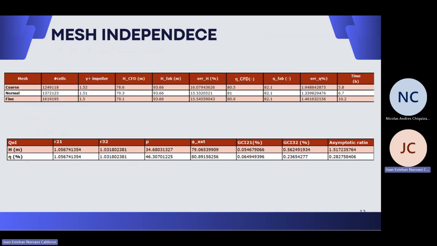The mesh independence shows the grid actually converges when the number of cells increases from 1,240,118 to the fine one. The head and efficiency remain constant. This indicates the mesh is in fact independent. The average Y plus stays stable at approximately 1.5 across all mesh levels, and the grid convergence index is around 0.05 and 0.06, which suggests that numerical uncertainty related to the mesh is completely negligible.